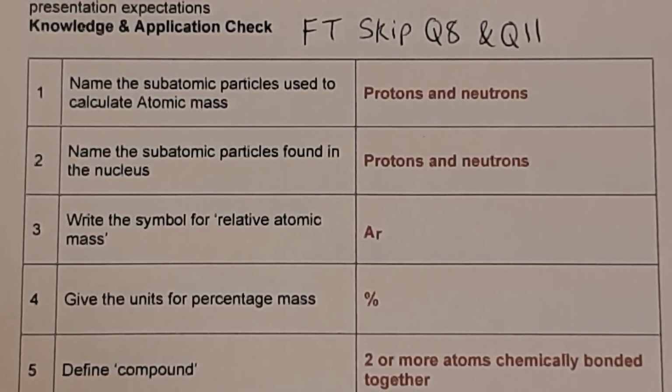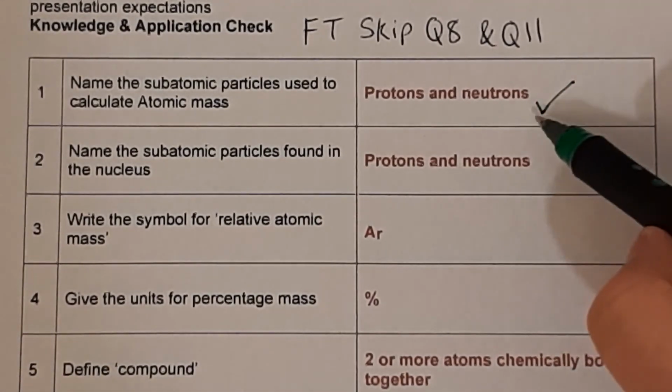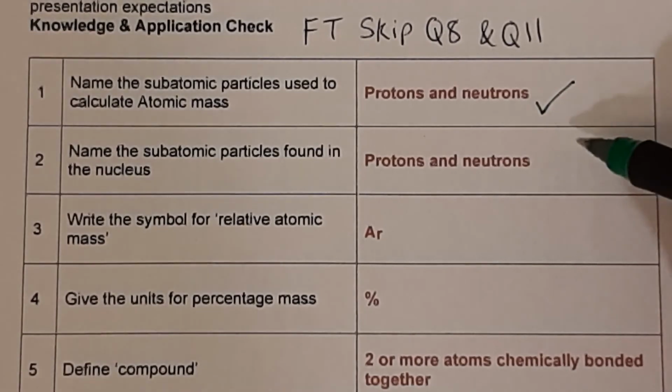Okay, so let's review. Question 1. Name the subatomic particles used to calculate atomic mass. That is protons and neutrons. You need both for the answer, and please make sure you're marking in a different coloured pen to the one you used to answer the questions.